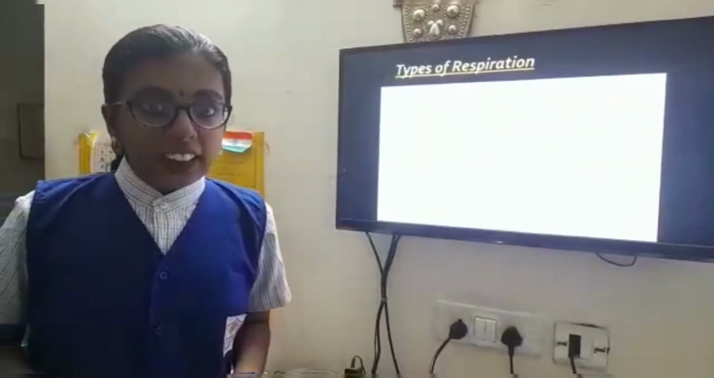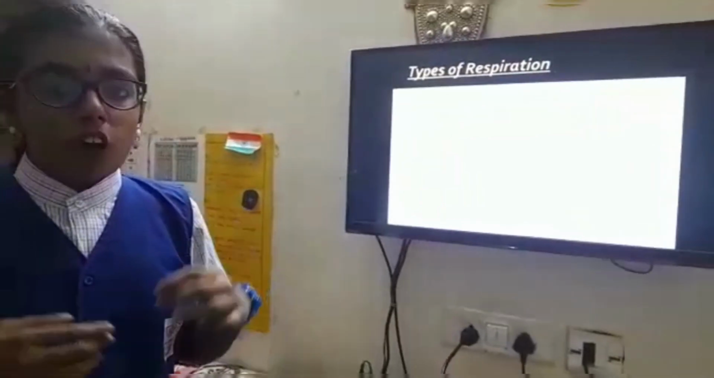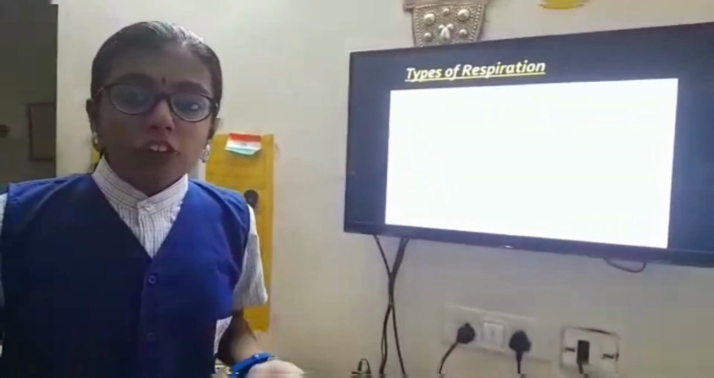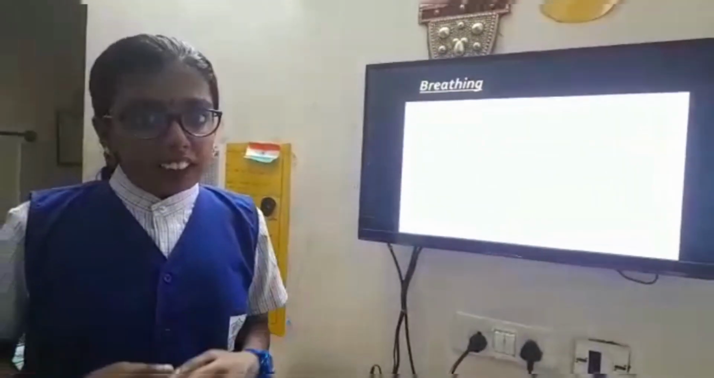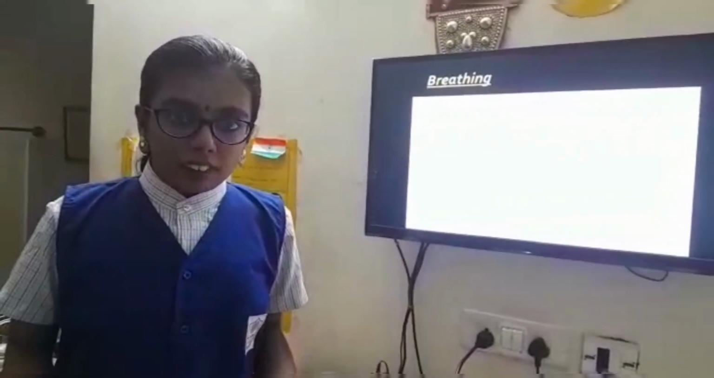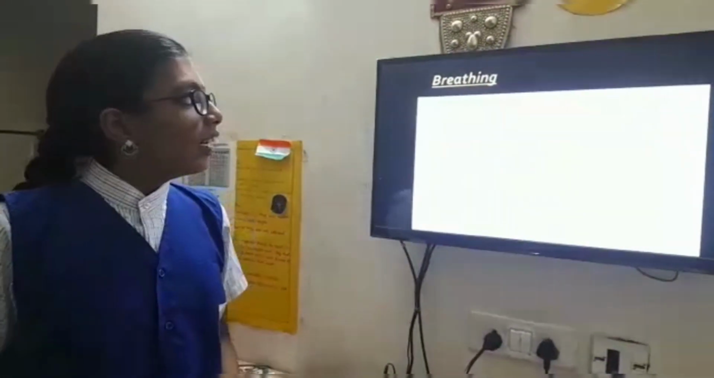Aerobic respiration is when the breakdown of food occurs with the use of oxygen. When the breakdown of food occurs without the use of oxygen, it is known as anaerobic respiration. Sometimes our muscles respire anaerobically when there is a temporary deficiency of oxygen.